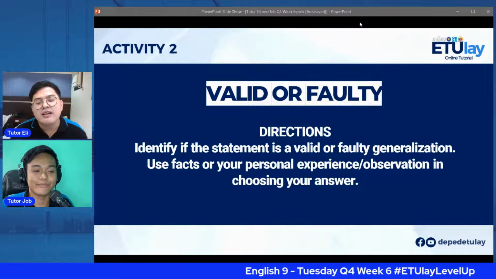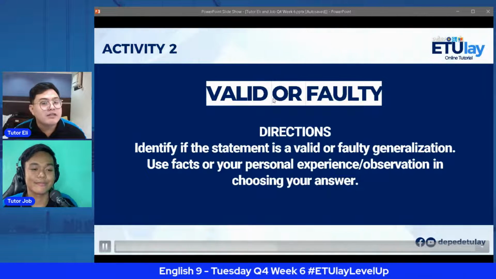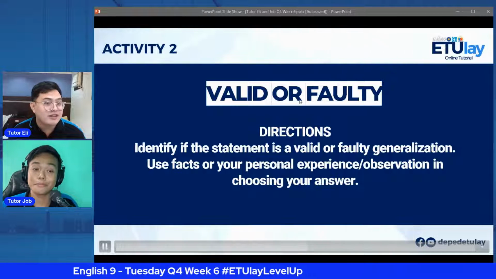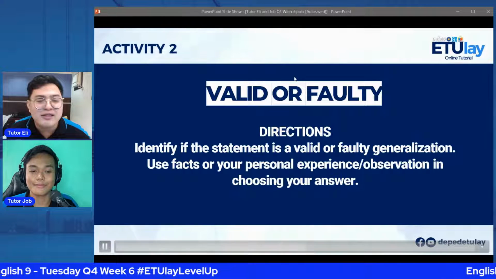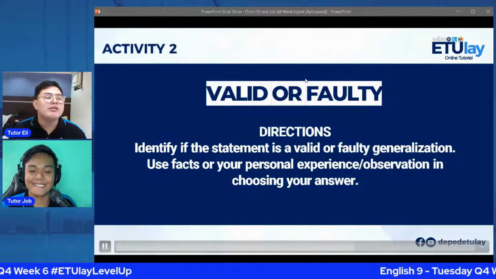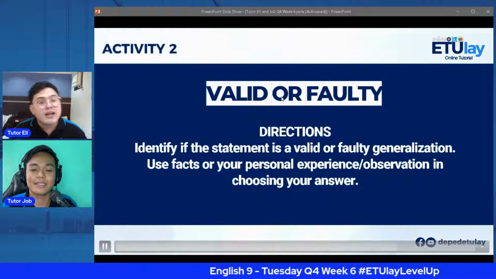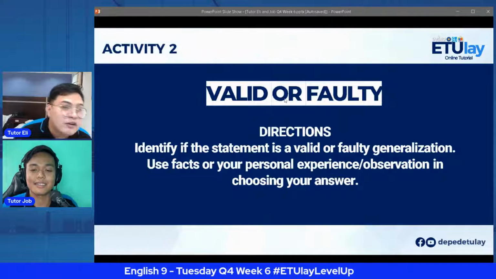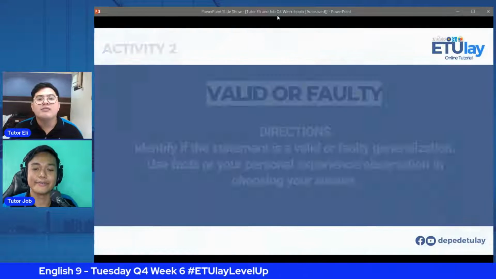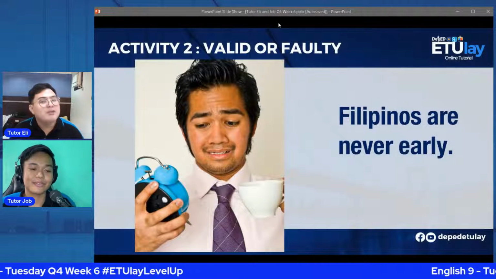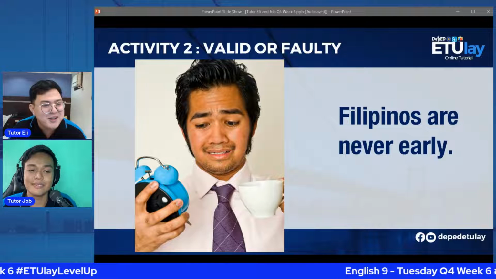So here in our second activity, you have to identify if the statement is a valid or faulty generalization. I know we can relate to this. Use facts or your personal experience or observation in choosing your answer. Identify if it's a valid generalization or faulty generalization. Let's proceed. The first one: Filipinos are never early.